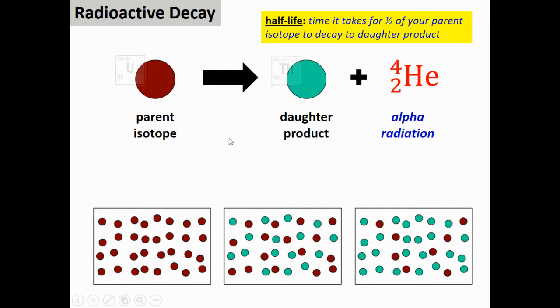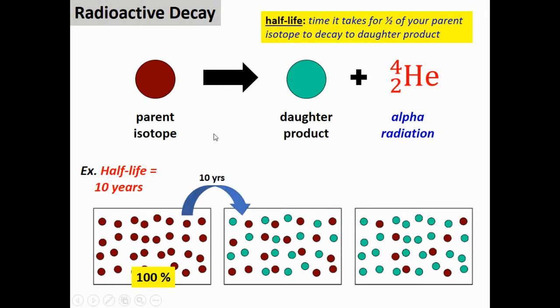Now, half-life. Half-life means you start out with 100% of your parent isotope. And let's do a really simple example with something that has a half-life of 10 years. That means at time 0, at the starting time, we have 100% of our parent isotope. Okay? After 10 years, 50% of that parent isotope will have decayed to our daughter product. And so you'll see 50% of these circles will still be brown, 50% will now be the daughter product.